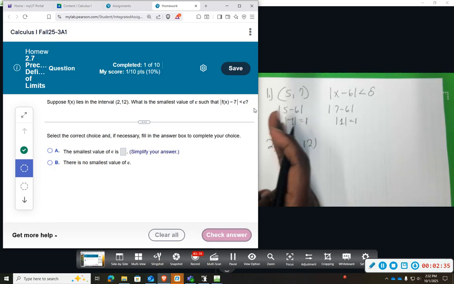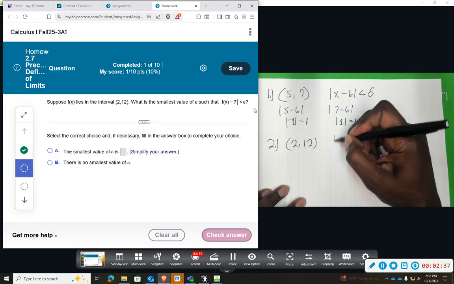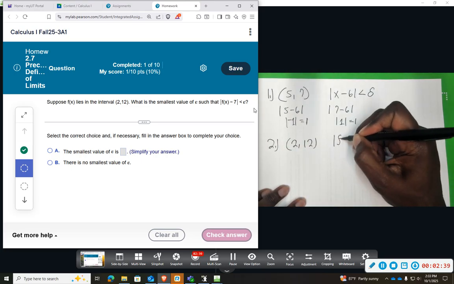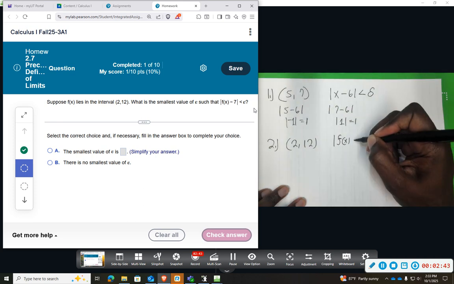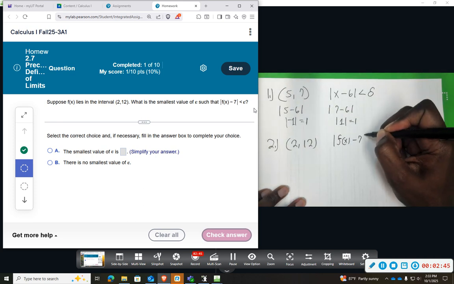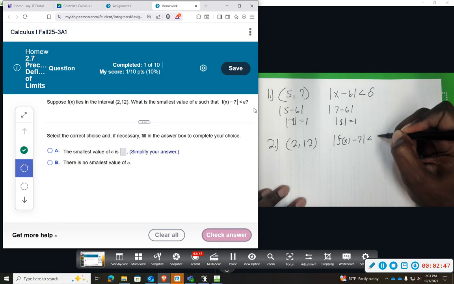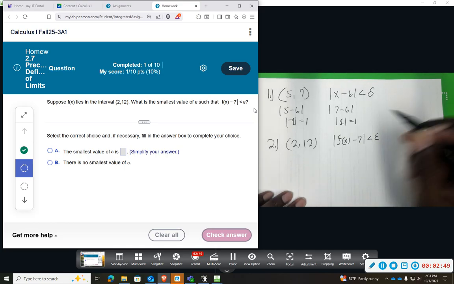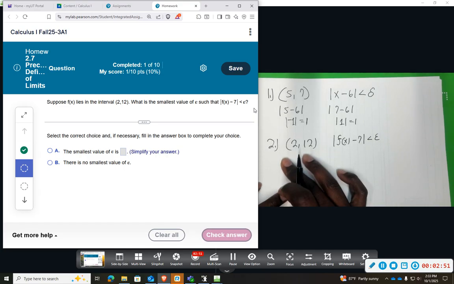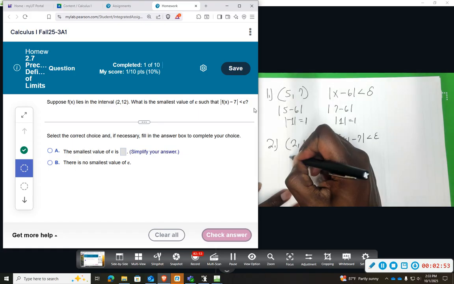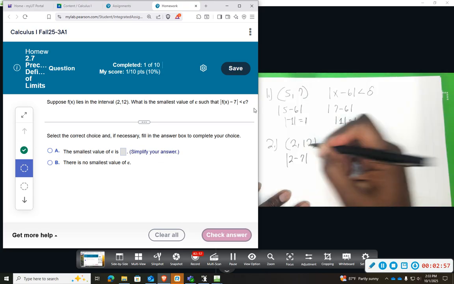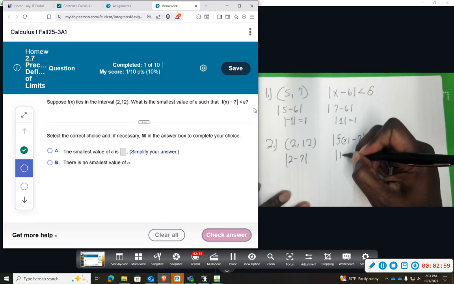And again, I'll just use the two extremes, so f of x, which is our y value now. I'll just replace f of x with these two extreme y values, f of x minus 7, keeping that less than epsilon. So again, use the two extremes. I will say 2 minus 7, find the absolute value, and then I will also do 12 minus 7.